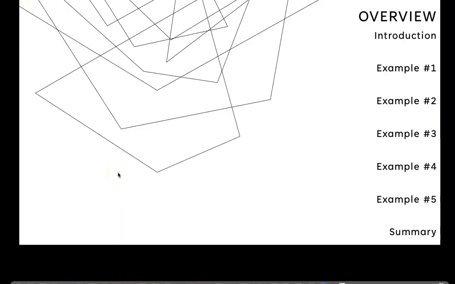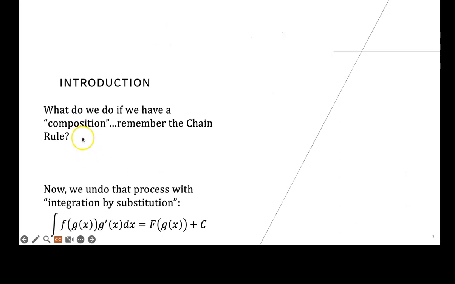So we've got a few examples. These go relatively quickly as we go through, but the idea is that we're going to try to see what we can do to undo the chain rule. So what do we do if we have what's called a composition of a function? And the idea is to remember the chain rule.